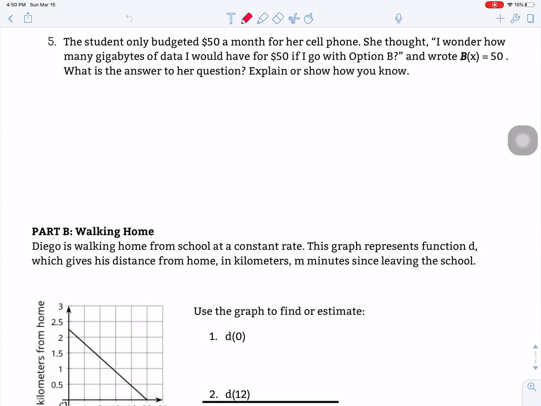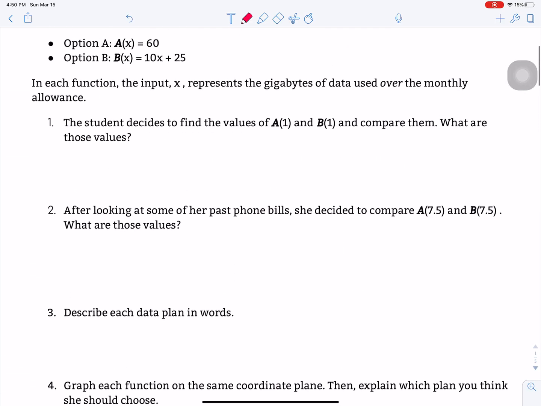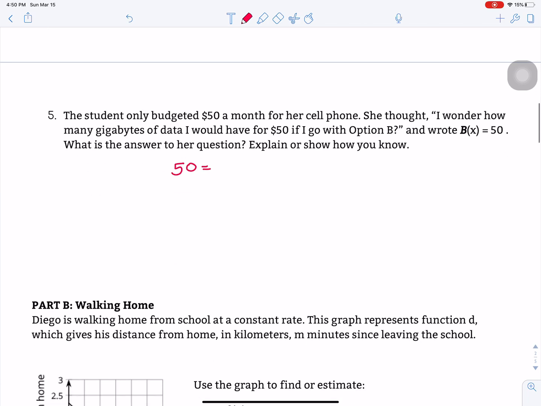So just a reminder that this means that 50 is kind of like what y would normally equal, and then the rest of the equation. So just to make sure you're setting it up correctly, 50 is equal to, and I've got to go back and look at what that equation is, 10x plus 25. And then you are solving, and that solving is showing what it is that you know.